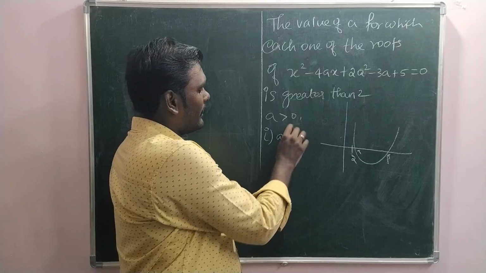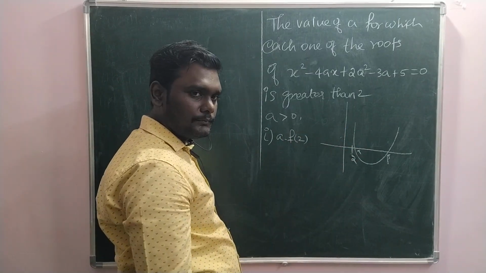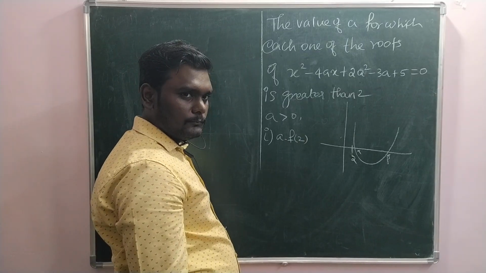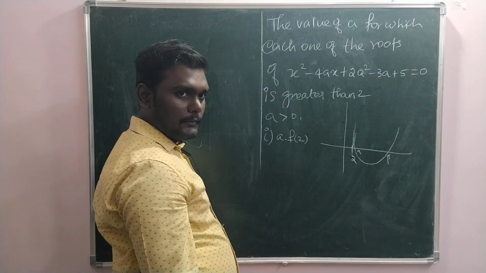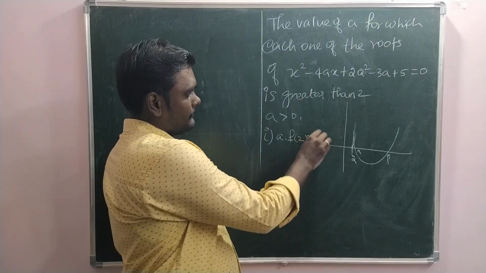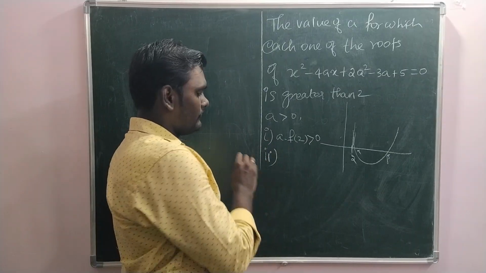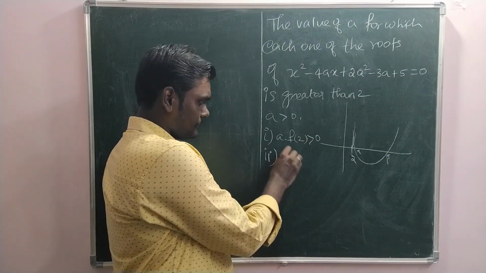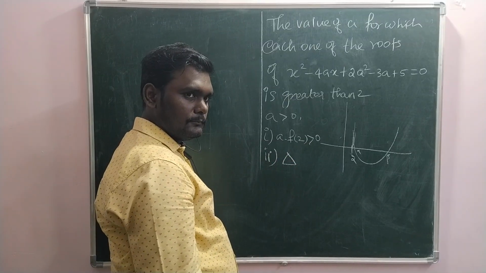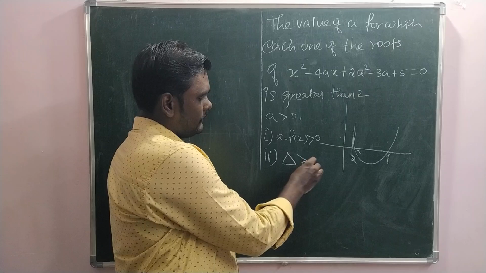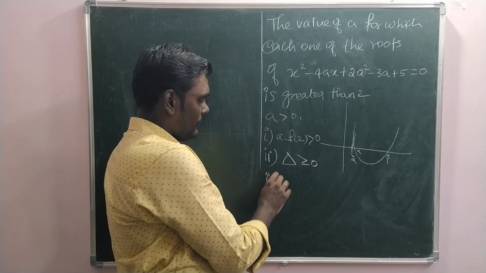And a into f of 2, man. What can you say about f of 2? F of 2 is positive, right? A is also positive, greater than 0. And second one, what can you say about delta? Yes, good. Because they may converge, we can't trust them. Third one.